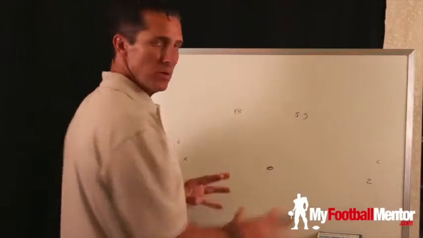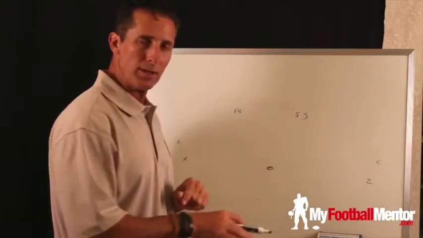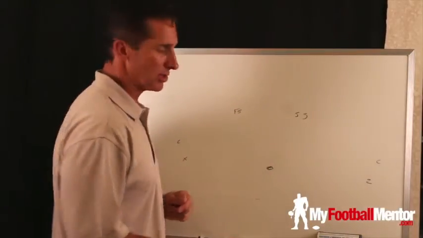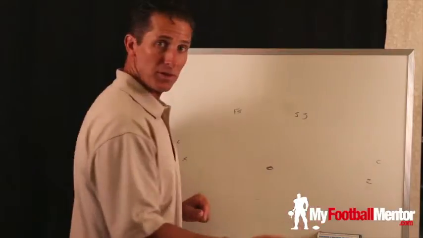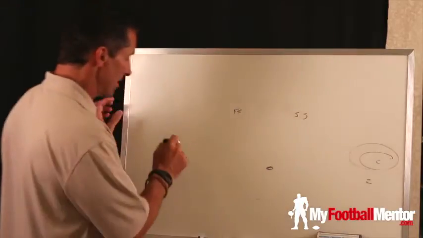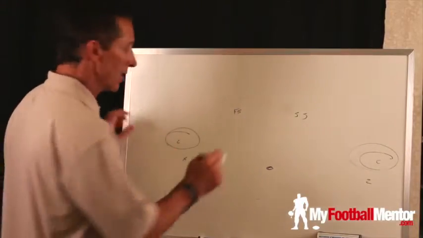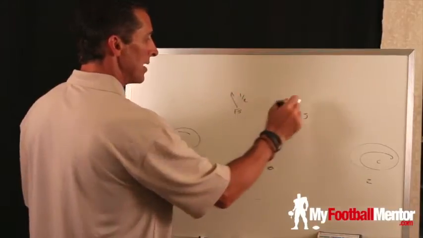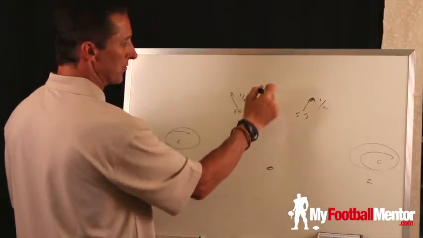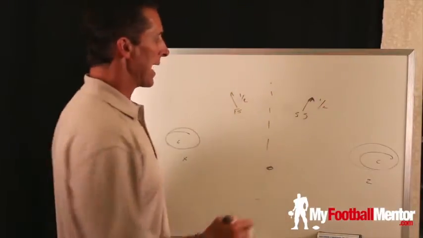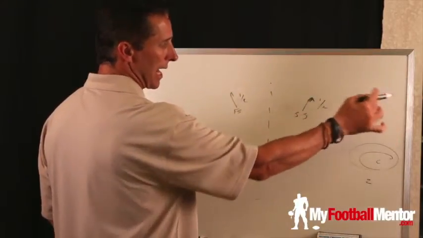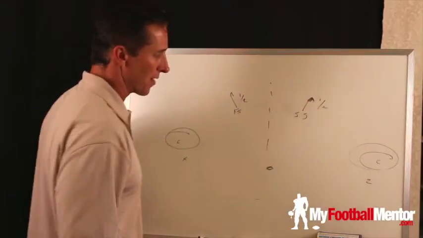Now, let me tell you what their responsibilities are first, and then I'll go into how you identify this coverage versus other coverages that have a two safety look that might look similar. The corner's area of responsibility is going to be anything in the flats. He's going to be covering anything that gets in the flat area there, and he's going to be covering anything that gets in the flat area here. The safeties have what's called half coverage. Okay? That means they're going to drop and split the difference between the middle of the field and the sidelines. So his area of responsibility is to cover from the center of the field, or over the ball, to the sidelines over here. Anything that gets deep there, that's called half coverage.